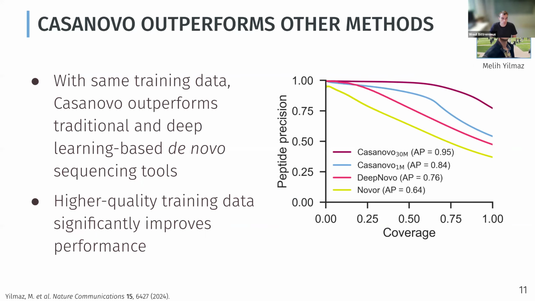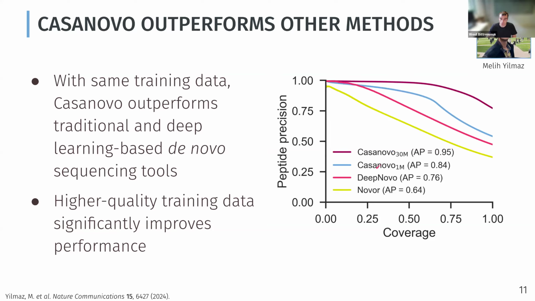And so we developed Casanovo, and then we compared it with a few other tools as well. Here, what you see on the right is a peptide precision versus coverage plot. On the x-axis is the coverage, the fraction of spectra in a data set that we make predictions for, and on the y-axis is the peptide precision. So a perfect tool would be here in the upper right-hand corner, making correct predictions for all of the spectra in our database.